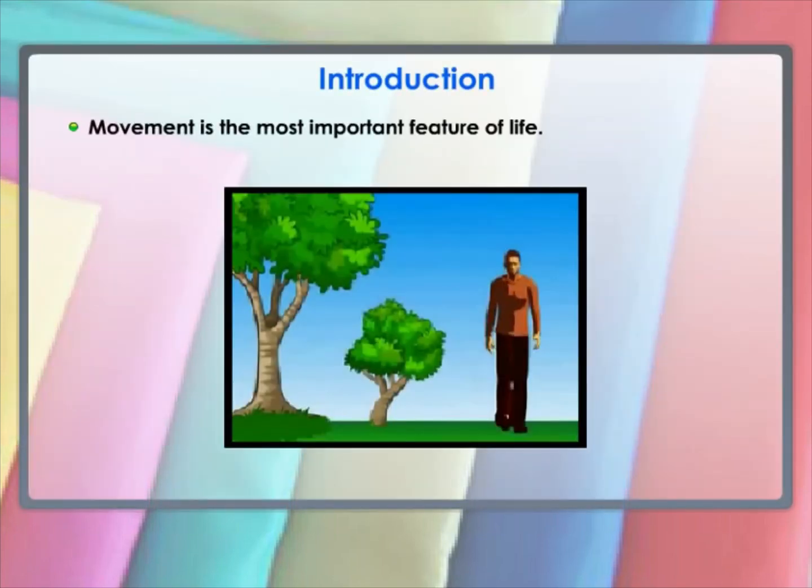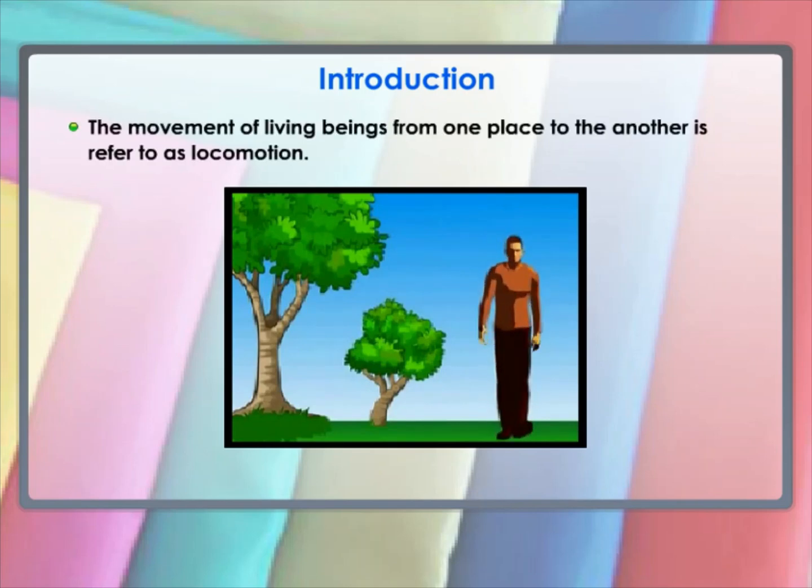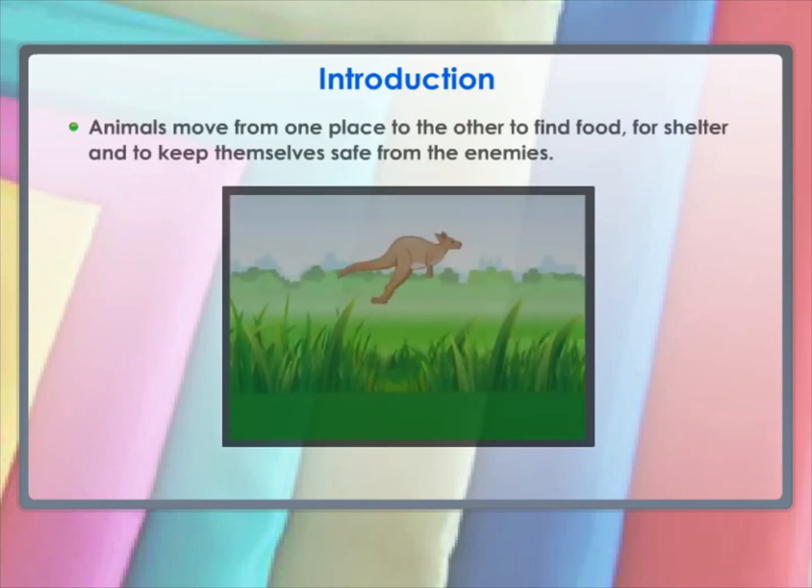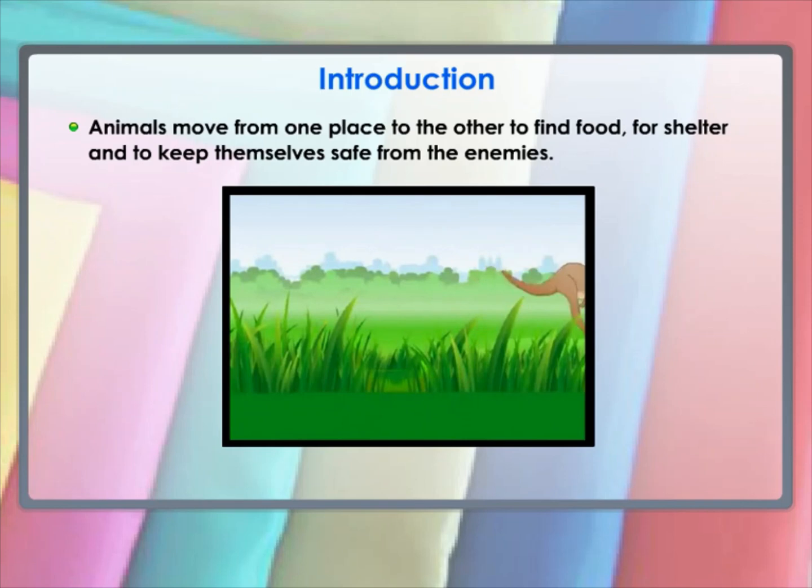Introduction. Movement is the most important feature of life. The movement of living beings from one place to the other is referred to as locomotion. Animals move from one place to the other to find food, for shelter, and to keep themselves safe from the enemies.